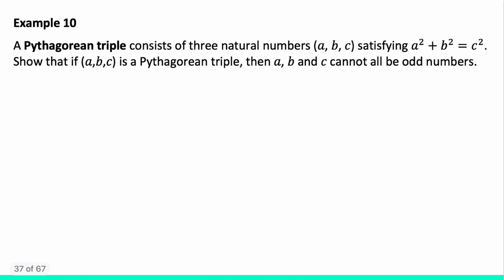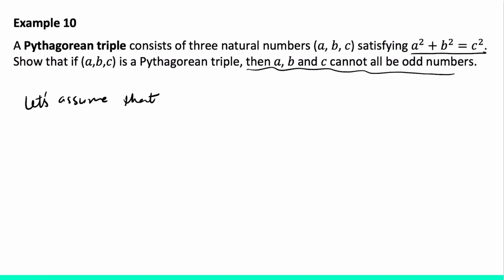So let's go ahead and try another example. Example 10, we've got a Pythagorean triple. It consists of three natural numbers, a, b, c, and it satisfies a squared plus b squared equals c squared. Show that if a, b, c is a Pythagorean triple, then a, b, c cannot be all odd numbers. Again, I'm not going to go through and test out every single odd number or even number to see whether this is true. So instead, let's assume that this is false, so the opposite of that. Let's assume that a, b, c are all odd numbers.